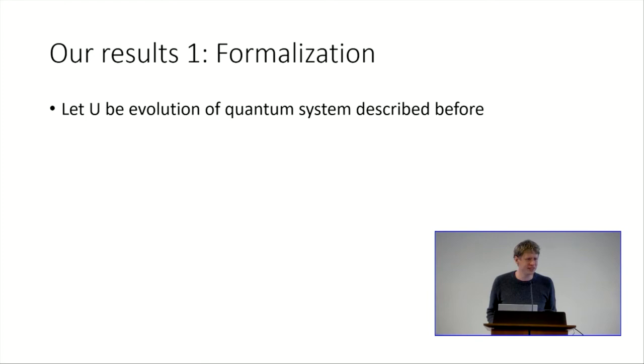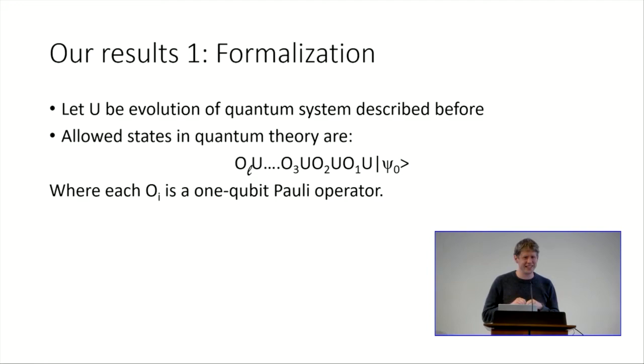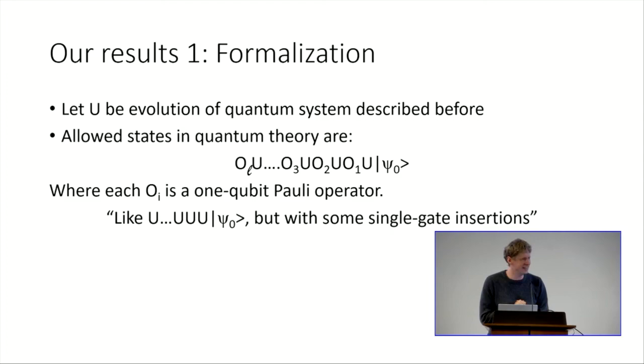So let's let U be this evolution of the quantum system that I described before. The set of allowed states in this quantum system looks something like the following. You have some initial state psi naught, and then you can apply U, and then apply some local operator O1, and then apply U again, and apply another operator O2, etc., where each of these Oi's is a 1-qubit gate.